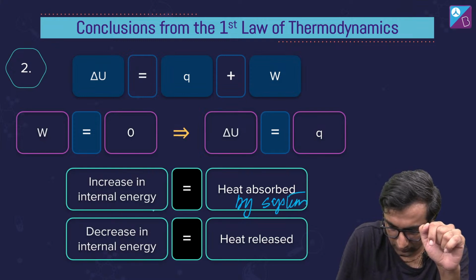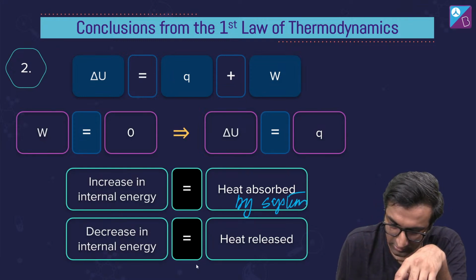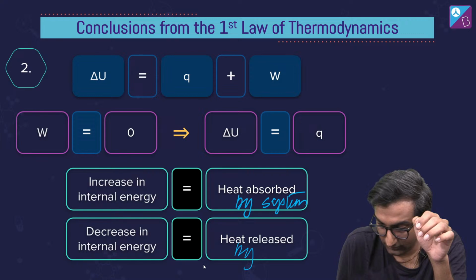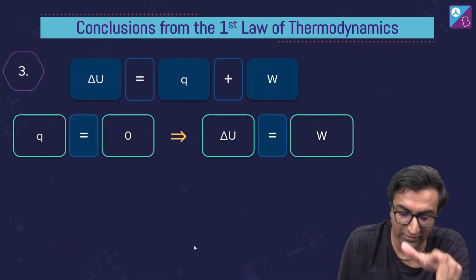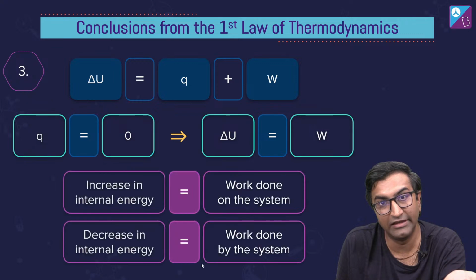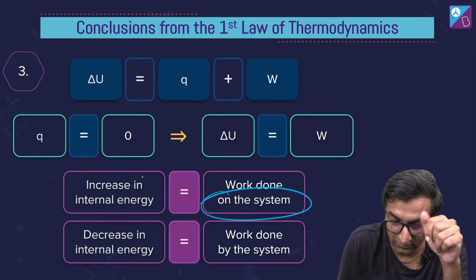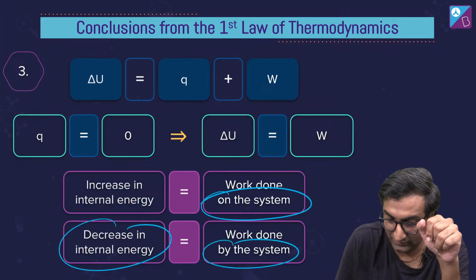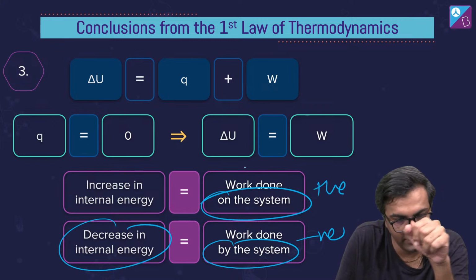Okay, all right, cool. And heat released by the system. Okay, cool, awesome. Next conclusion: if heat is zero, the increase in energy is going to be the increase in work done on the system, or decrease in work done by the system. Why? Because by is negative, on is positive.